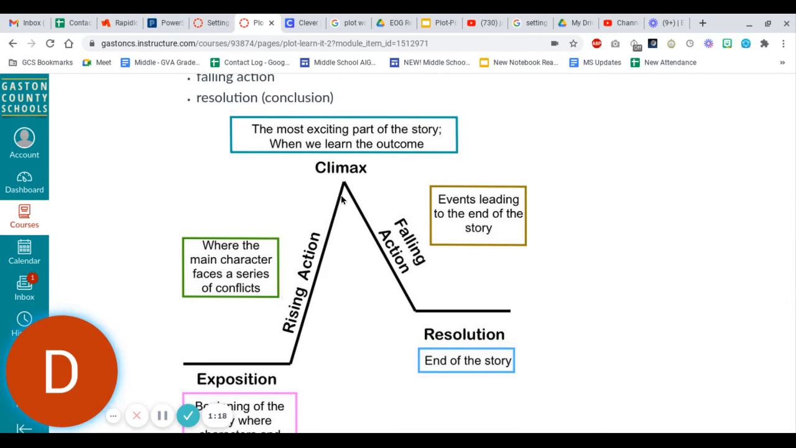When we get to the climax, this is the most exciting part of the story, where we learn the outcome or how they solve the problem. After the climax, it's like you're going down the hill of the roller coaster. These are the falling action. It's usually one or two quick events that are leading to the end of the story. And then we get down to the bottom, which is the resolution. This is the end of the story. How does our story end?